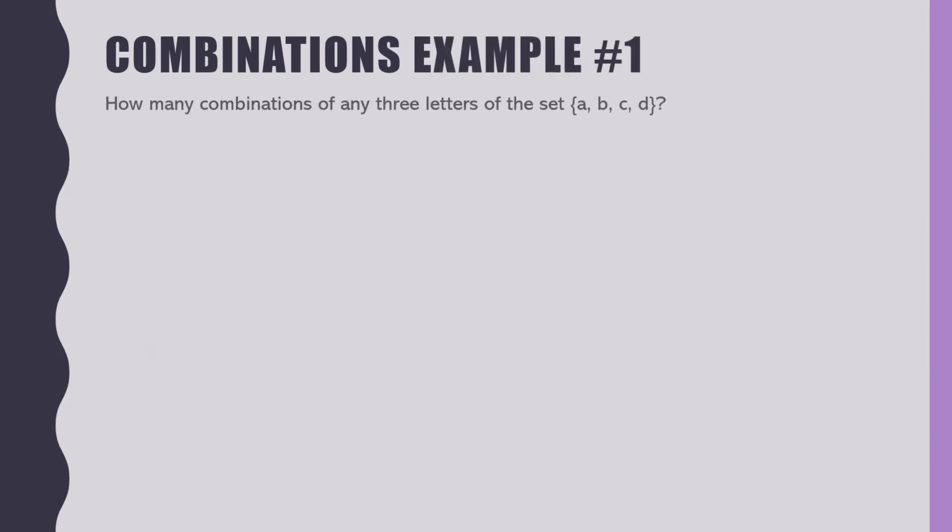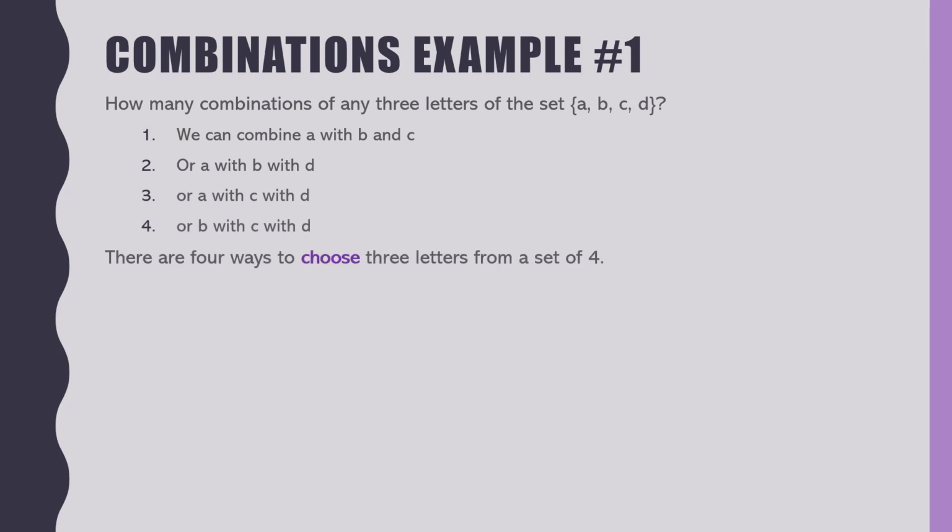All right. So how many combinations of any 3 letters of the set A, B, C, and D are there? If you think you know, we can talk about it, but my intention wasn't necessarily to get you to answer it because I haven't really explained this yet. So let's just walk through one, okay? So we can combine A with B and with C, right? Or we can do A with B and D, and so on, okay? A, C, D, B, C, D. There are only 4 ways to choose 3 letters from a set of 4.